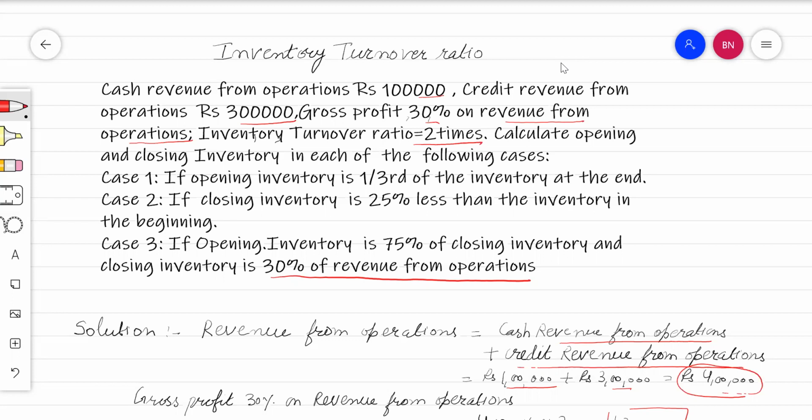Inventory turnover ratio is 2 times. Calculate opening and closing inventory in each of the following cases. Case 1, if opening inventory is 1/3 of the inventory at the end.